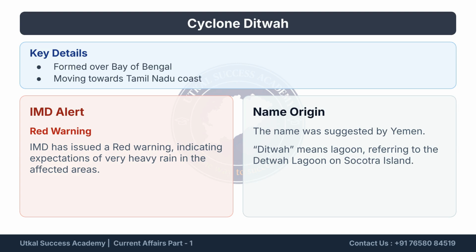Cyclone Ditwa formed over the Bay of Bengal and is moving towards the Tamil Nadu coast. The IMD has issued a red warning, indicating expectations of very heavy rain. The name Ditwa was suggested by Yemen, meaning lagoon, after the Ditwa Lagoon on Socotra Island.